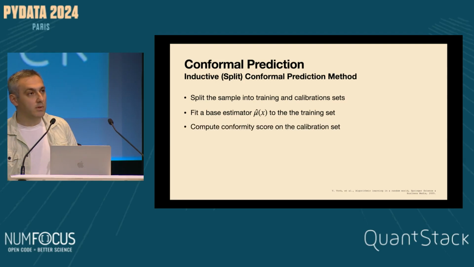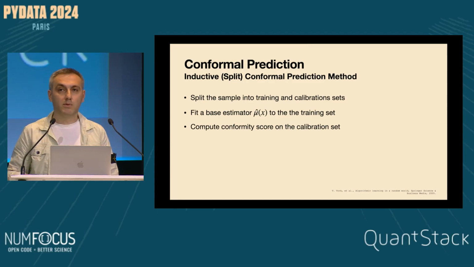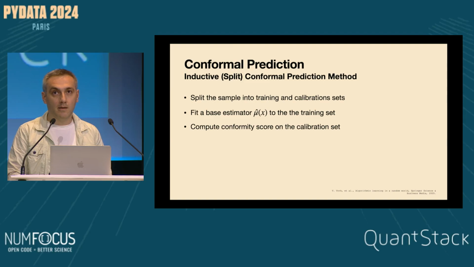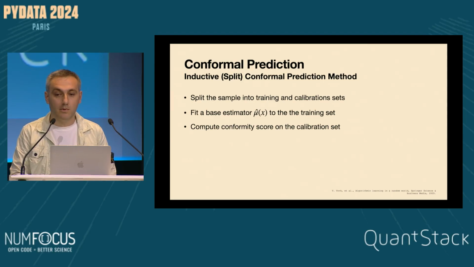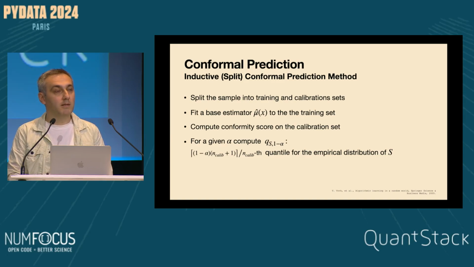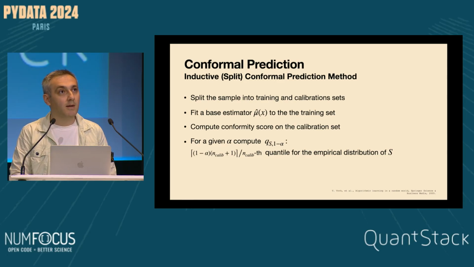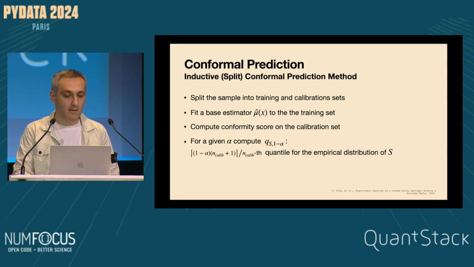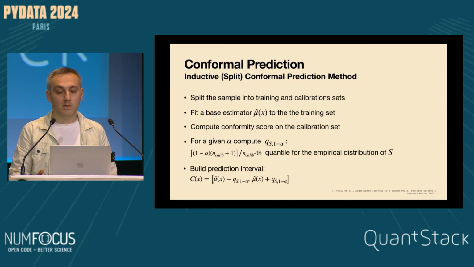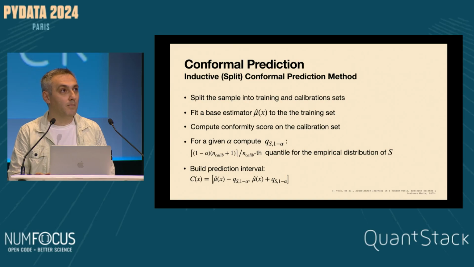The next step is to compute the so-called conformity score. A conformity score is something that measures the magnitude of the error the model is making. The important thing is that the conformity score is measured on the calibration set and not on the training set. The next step is to estimate the 1 minus alpha percentile of the conformity score, and we have this empirical distribution of the conformity score obtained on the calibration set. Finally, we build a prediction interval with this simple expression. The lower bound of the interval is the prediction at point X minus the 1 minus alpha percentile of the score, and the upper bound is the same prediction plus the 1 minus alpha percentile of the conformity score.